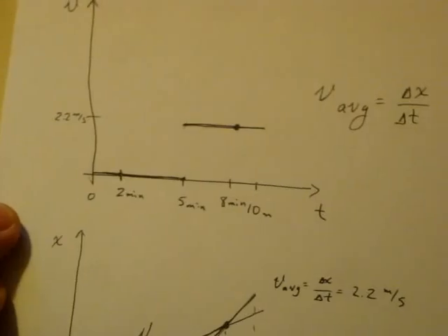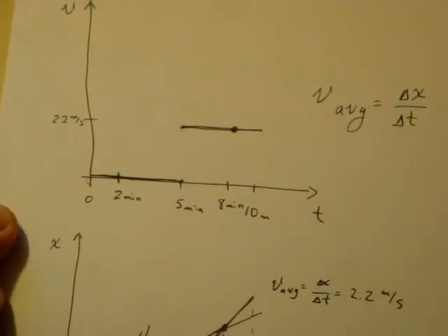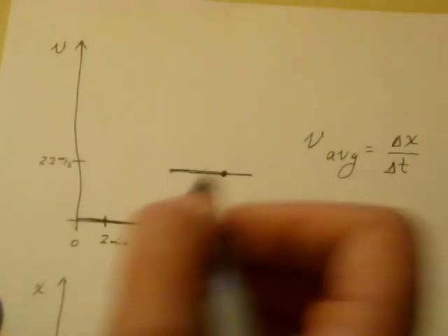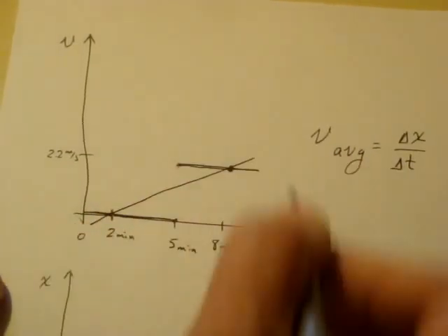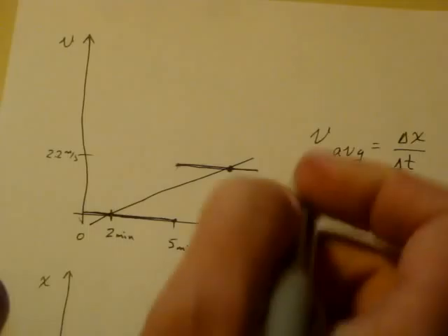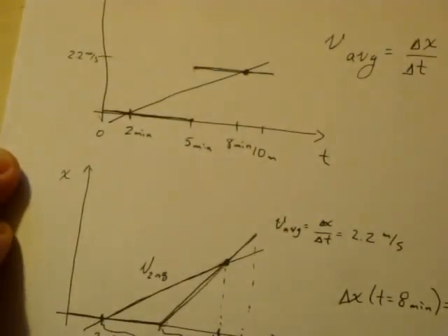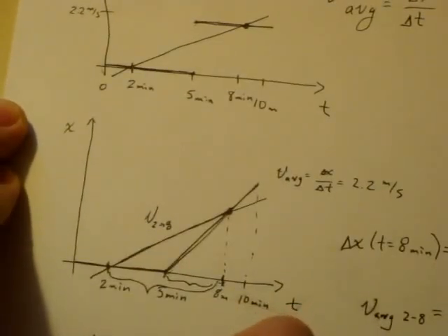And for the same kind of situation that we had below with the position, we need to look at our velocity graph because we're just going to figure out what the slope of this line is here on the velocity versus time graph. All right? So how do we do that? Well, we know that the velocity at time 8 minutes is equal to 2.2 meters per second.